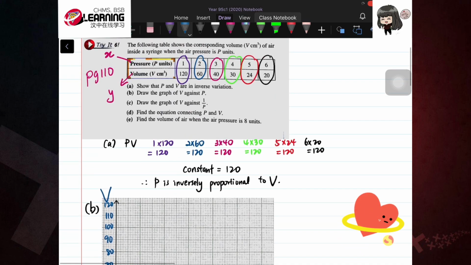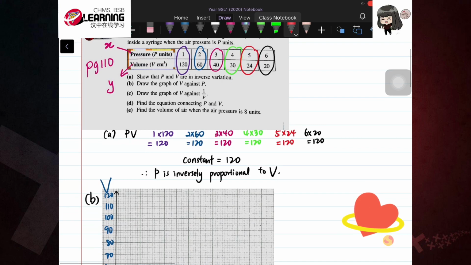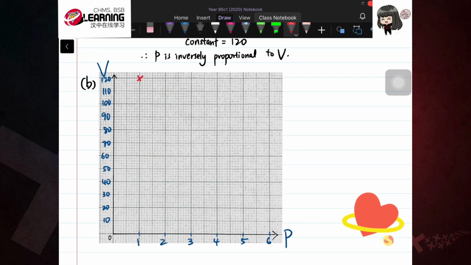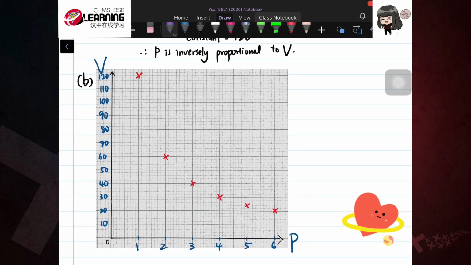So 1 is to 120. You can pause the video and plot it by yourself first before you continue with the lesson. Then (3, 40), (4, 30), (5, 24), and (6, 20). Take your time and draw the graph. After you plot, it's very obvious that it's not a straight line. It's a curve.